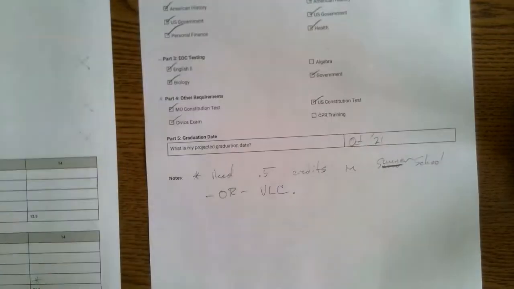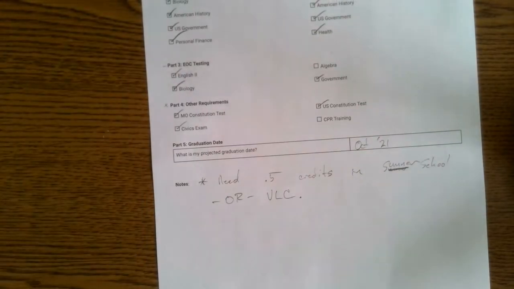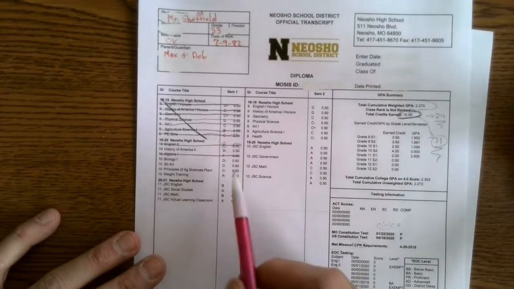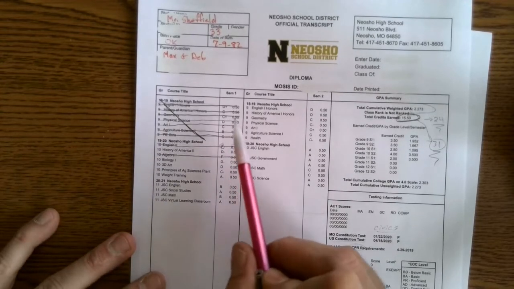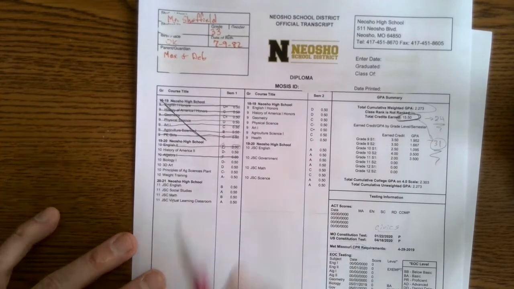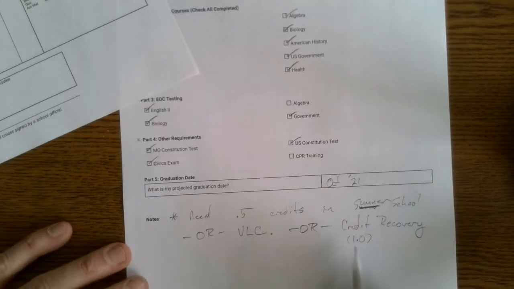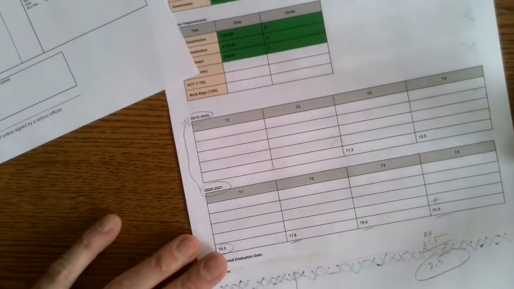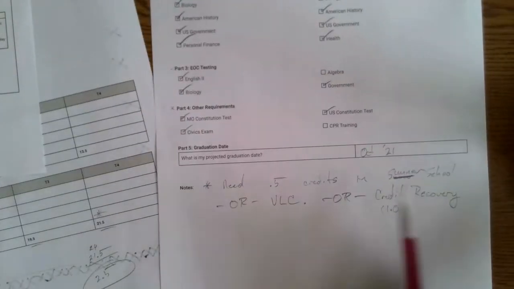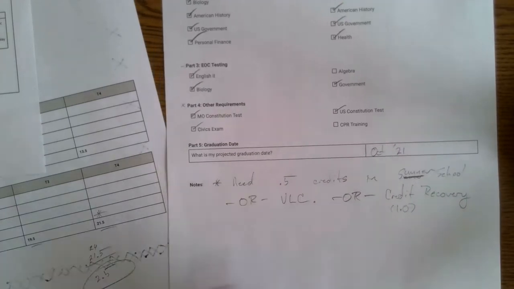Another option is, now that it's occurring to me, on my transcript, I know in the past I did have a couple of F's. There's that one. And that one right there. So I could potentially take English or algebra for credit recovery. Because remember, those can be worth 1.0 classes. So if one of my 4 classes was worth double, I could actually still get to 24 in October of 21 if I had a credit recovery. So I've really got 3 options here: summer school, VLC, or credit recovery if I want to graduate in October of 21.